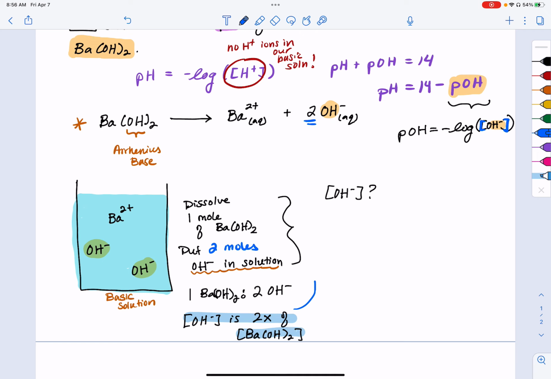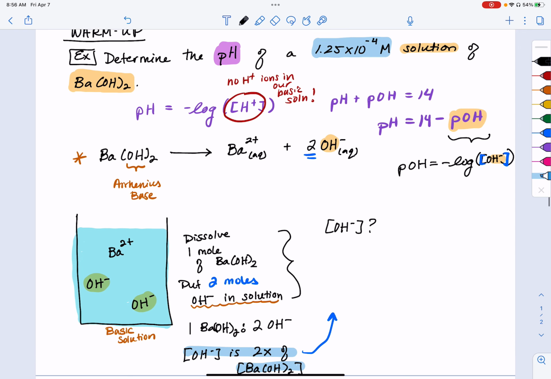So let's figure this out. Let's see if we can't determine what this concentration is. So looking back at my problem, I know that my concentration of barium hydroxide was given to be 1.25 times 10 to the negative 4 molar.